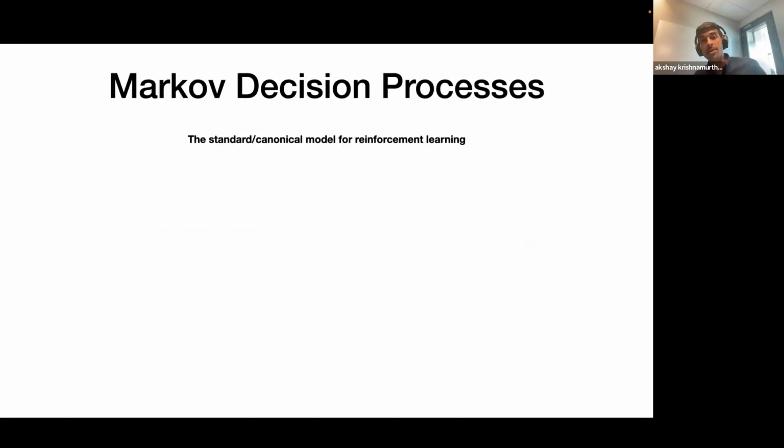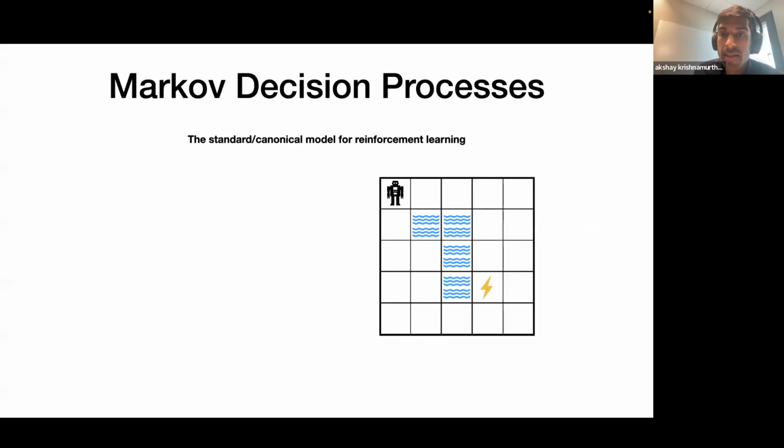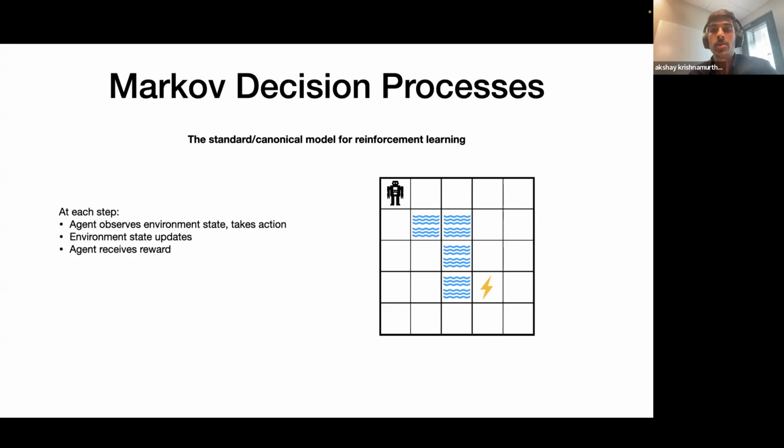So the basic protocol, or the model for studying these tabular reinforcement learning problems, is called the Markov decision process. And the picture you can have in your mind is this robot. The robot is walking around in some world and trying to get to the charging station, which is depicted by the lightning bolt. And so the robot is going to interact with this world and try to get to the charging station.